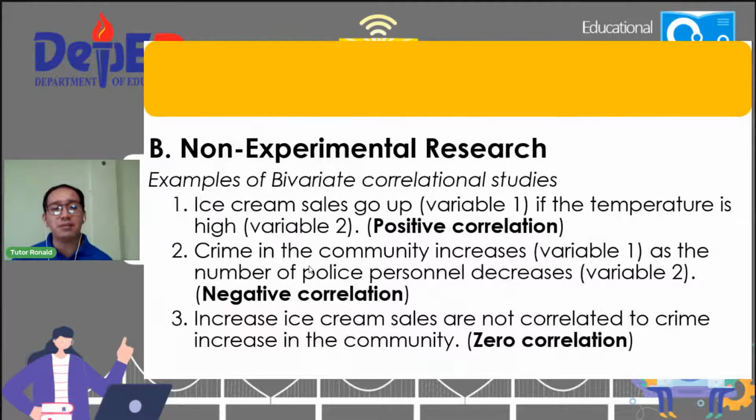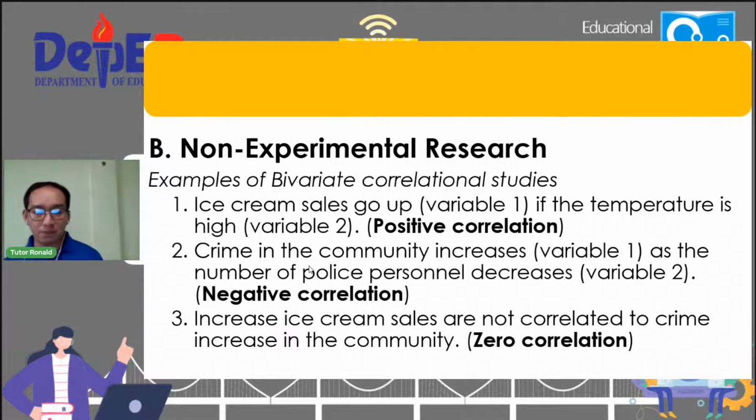Here are some examples. Ice cream sales go up, so that's the first variable, if the temperature is high, so there's a positive correlation. Next example, crime in the community increases, variable 1, as the number of police personnel decreases.